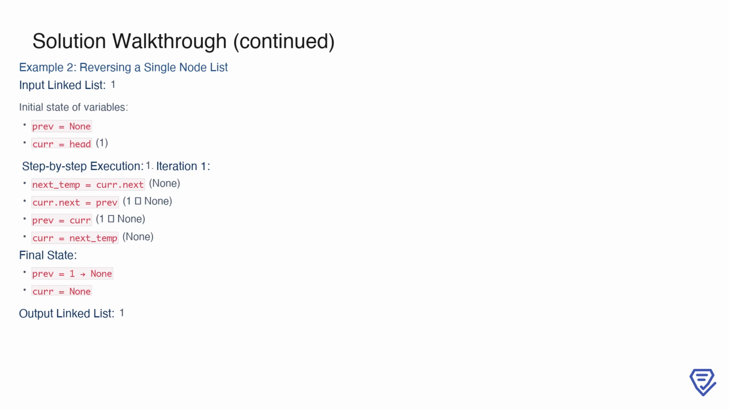The input linked list is just 1. Initially, previous is set to none, and cur points to the head of the list, which is 1. In the first and only iteration, we store the next node, which is none, in next_temp. We then reverse the current node by pointing cur.next to previous, making 1 point to none. Next, we update previous to the current node, which is now 1 none, and move cur to next_temp, which is none. Since cur is now none, the loop exits. The final state shows previous as 1 none, and cur is none. The reversed linked list is simply 1.